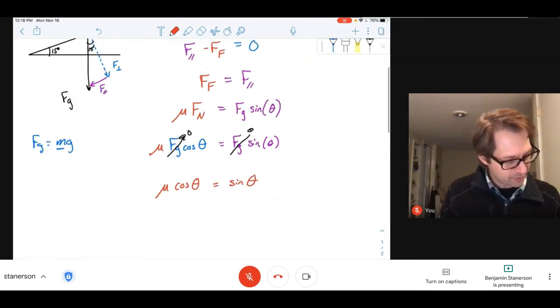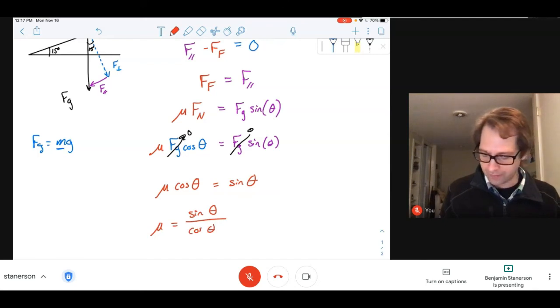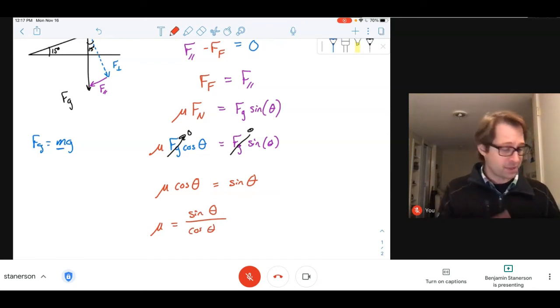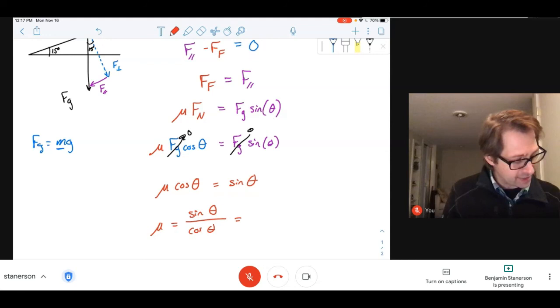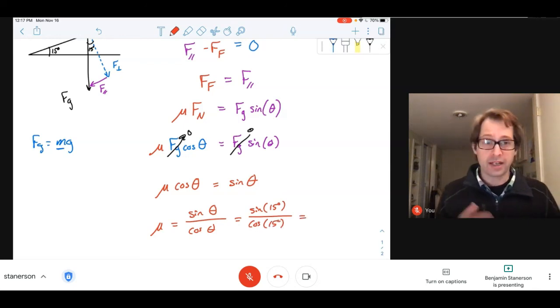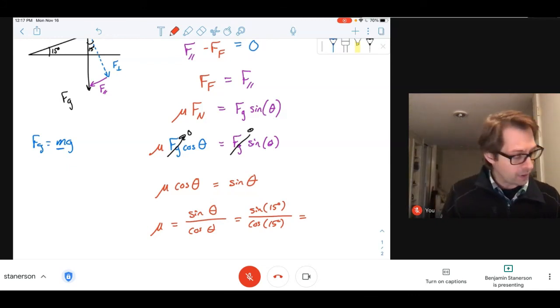Once again, I can simplify this even farther, and I can say the coefficient is equal to the sine of the angle divided by the cosine of the angle. Now I can substitute back in my angle, and I can take the sine of 15 degrees divided by the cosine of 15 degrees, and just like we've solved this out before, using that angle of 15 degrees for our ramp, we get a coefficient of 0.267.